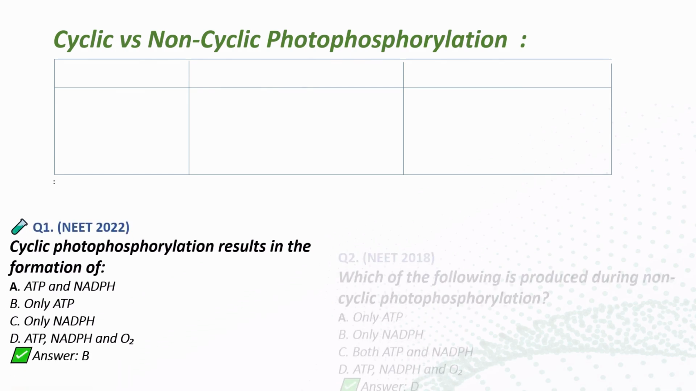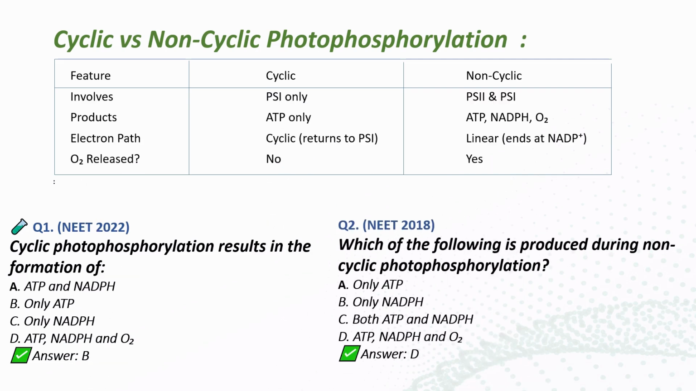Now we'll look at some differences between cyclic and non-cyclic photophosphorylation, so that you can easily understand. First, the photosystems involved: cyclic photophosphorylation involves only PS1, but in non-cyclic both PS2 and PS1 are involved. The product formed from cyclic photophosphorylation is only ATP, whereas in non-cyclic you see the formation of both ATP and NADPH and the release of oxygen.